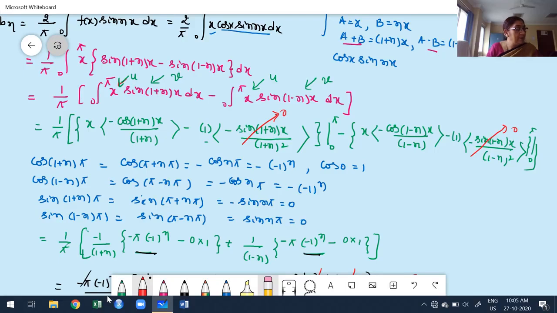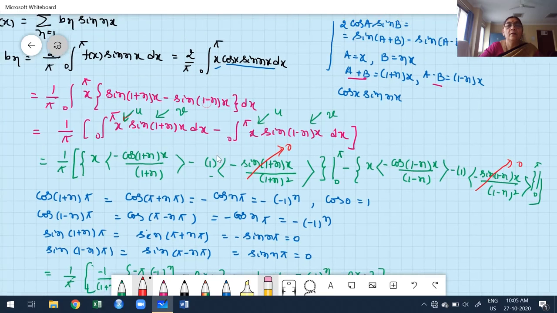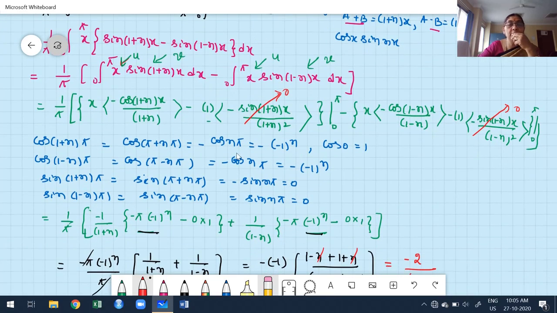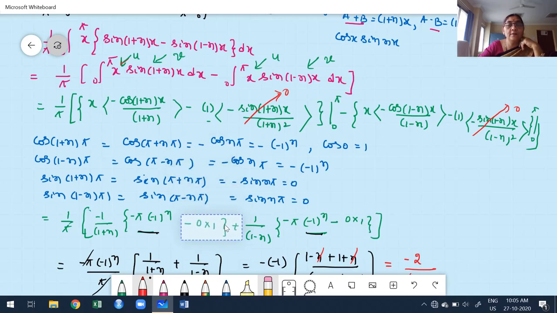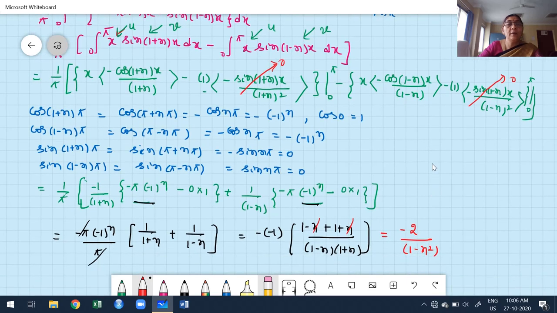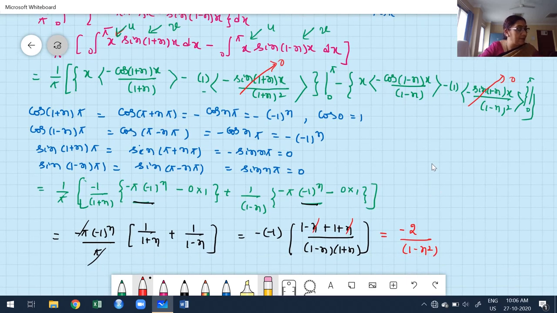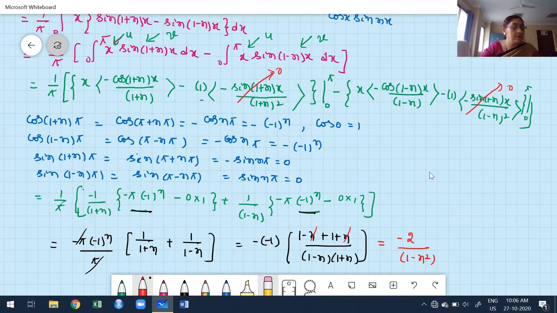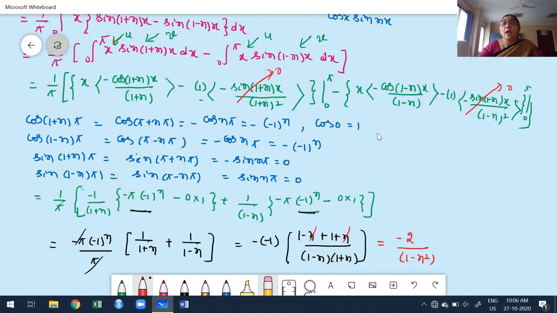Minus, correct. This is actually minus into minus, plus. Once you take plus, which terms are cancelled? The terms that are cancelled are here. Now observe carefully. Maybe I made a mistake somewhere here. Try to understand that. Observe carefully here. Minus pi into minus 1 to the power of n is fine. Okay, correct. This is actually minus into minus, which gives plus.